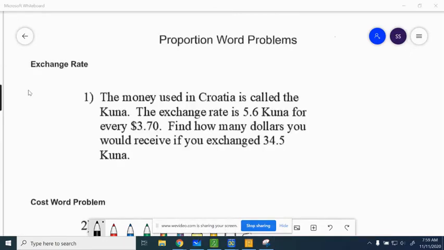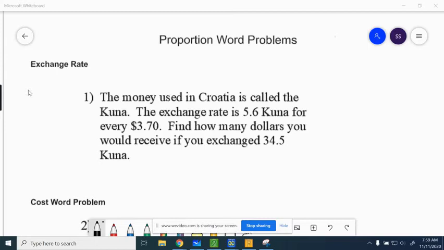All right, now we're going to be looking at some proportion word problems, and some common problems you'll see are exchange rate problems, cost word problems, and enlargement or reduction problems. All right, so let's take a look here.